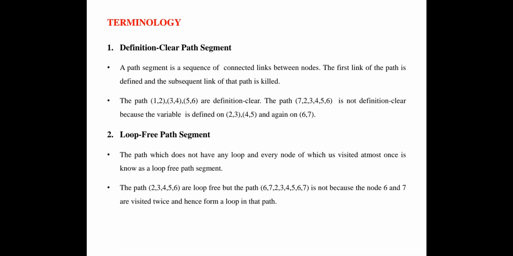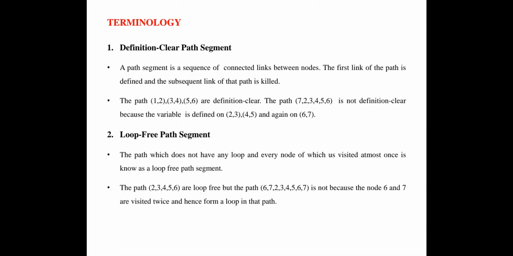For example, if you are taking a path, and in that path we have repetition of nodes, for example, 7 to 7, again you are getting the node called 7. That is called a repetition of a node. That means you have a loop. Okay, so a loop free path means it does not have any loop. In whatever path you are taking, every node visited at most once is known as the loop free path segment.